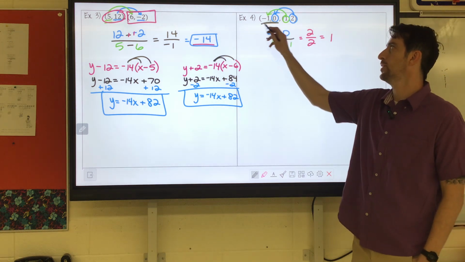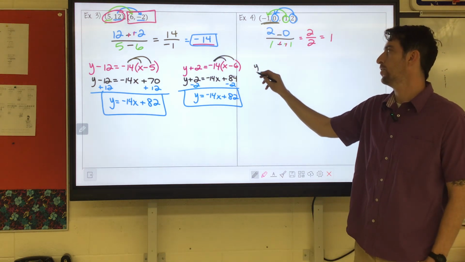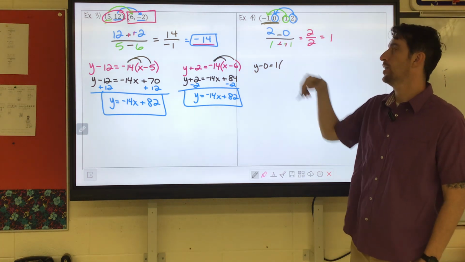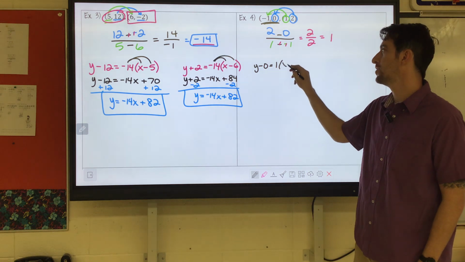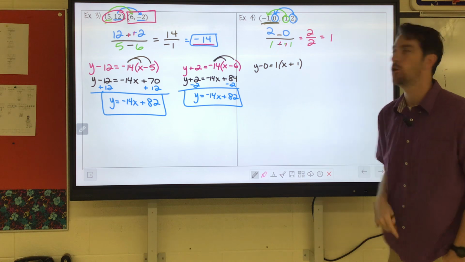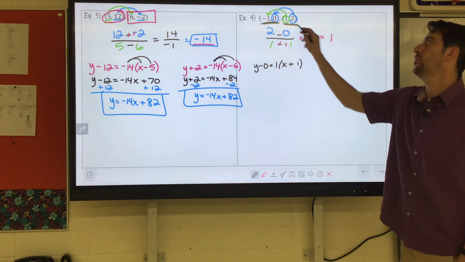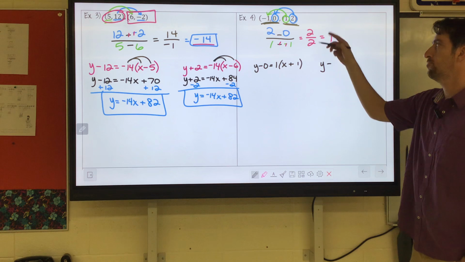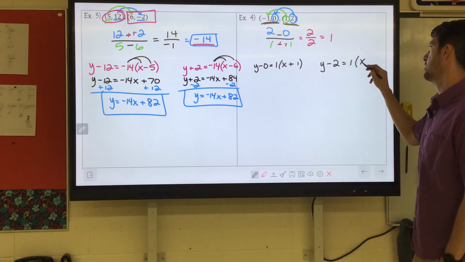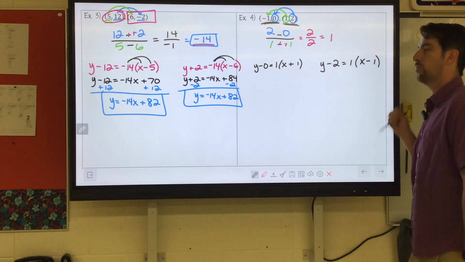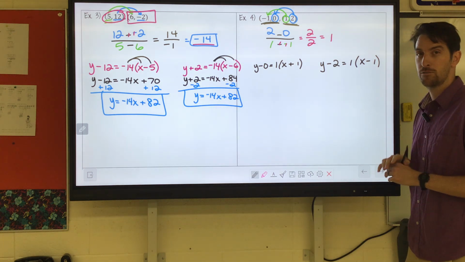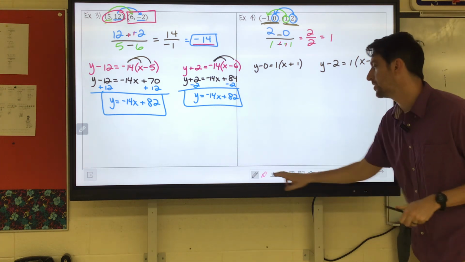If we're using the first coordinate, y minus our y coordinate, 0, equals our slope, 1, and then x minus our x coordinate. So it would say x minus -1, which would really change it to x plus 1. We'll come back to it. The other coordinate, 1, 2. Y minus our y coordinate, 2, equals slope, 1, and then x minus our x coordinate, which is 1. There's the point slope version for each coordinate. We'll simplify it, we'll get it into slope-intercept form, and hopefully, it's the same equation.